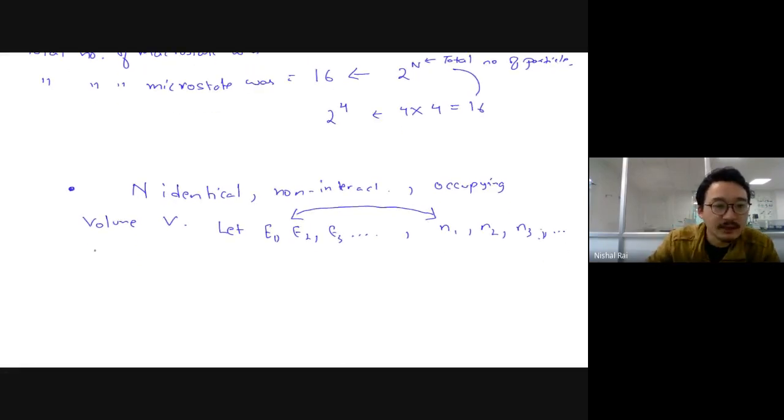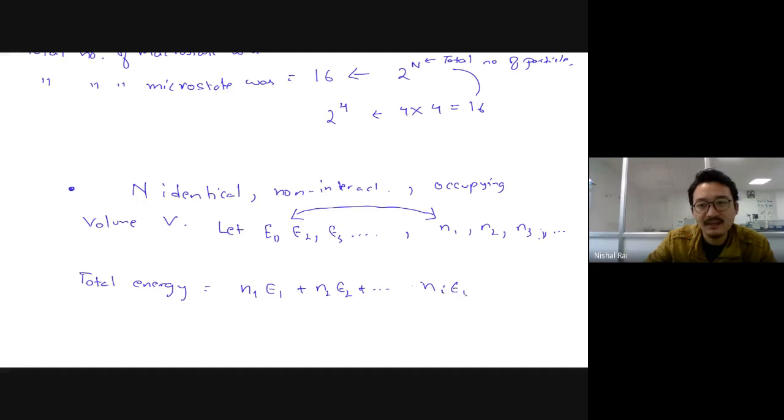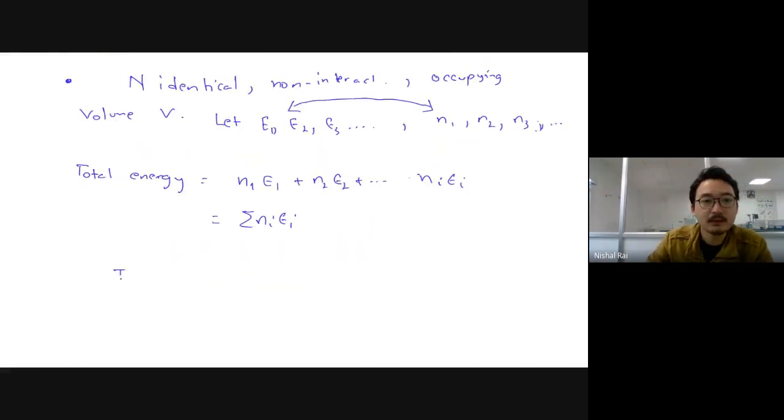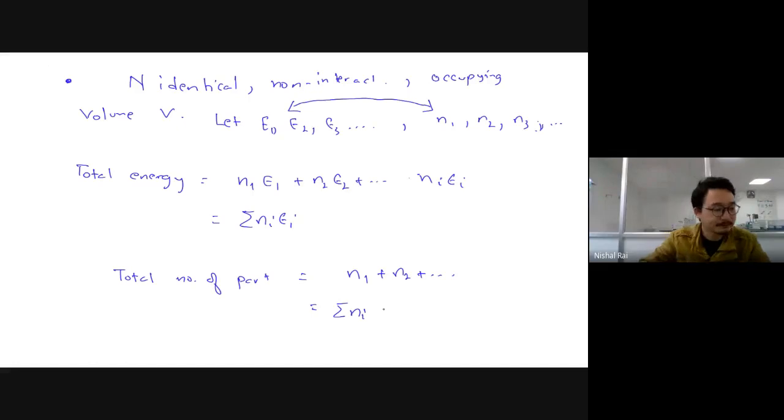Now the total energy can be written as N1 into E1 plus N2 into E2 plus, and so on, up to Ni Ei, the summation of Ni Ei. Now this is your total energy, and the total number of particles is given by N1 plus N2 plus, and so on, up to Ni, the summation of all the particles. Clear?